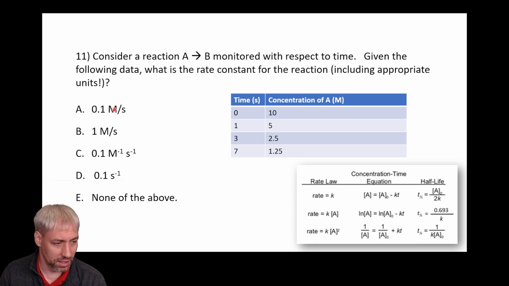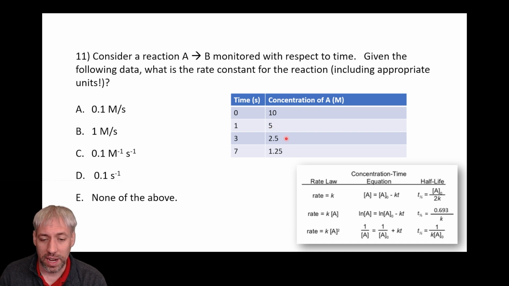It's 0.1 because it's second order. The answer is C. And so make sure the units are right. The units on K for a second order reaction are molarity minus 1, second minus 1. C is your answer here. A gives you the same number, but it can't be molarity per second because that would mean it's a zero order rate law. And so, yeah, the answer is C.